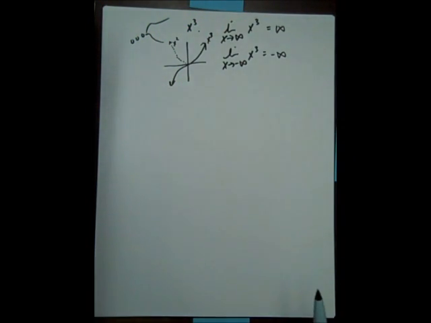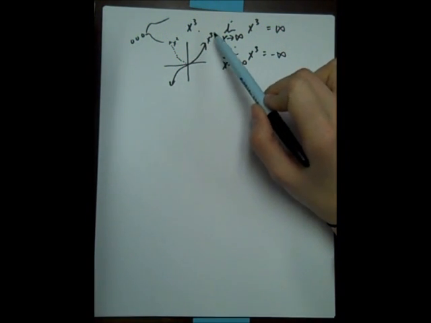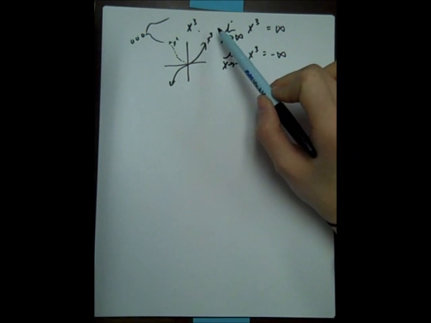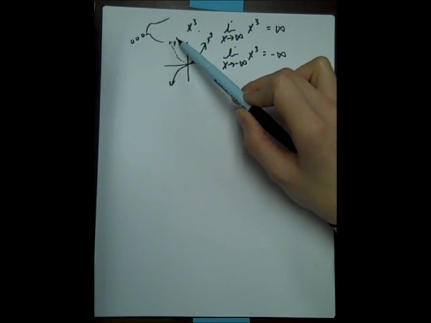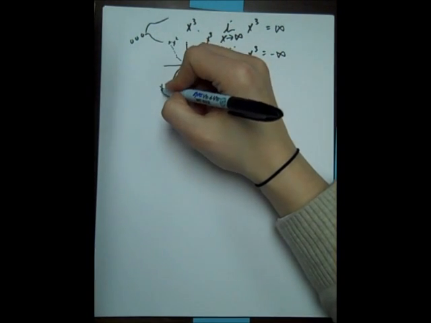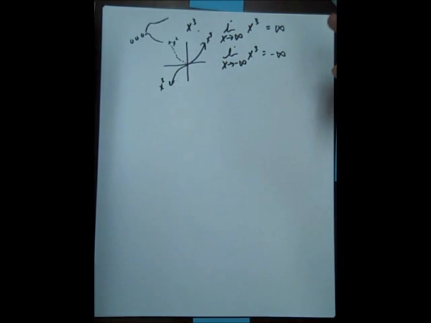That's what you want to think in your head: regardless of the power, in the positive direction, I always go towards positive infinity. But in the negative infinity direction, it depends on if the power is even or odd. If it's odd, I go towards negative infinity. If it's even, I go towards positive infinity. So that's our theorem about polynomials.